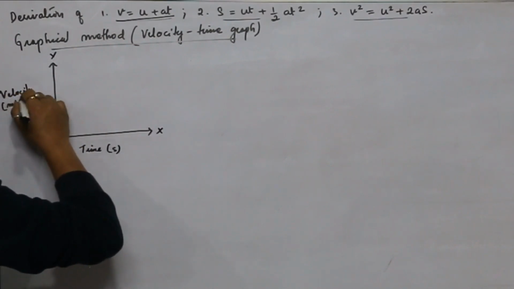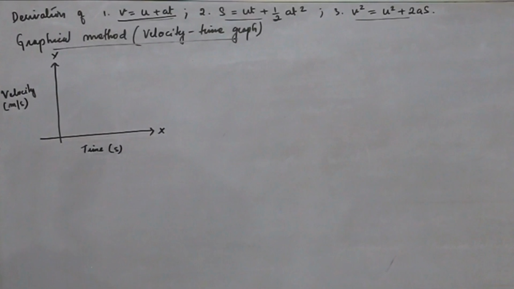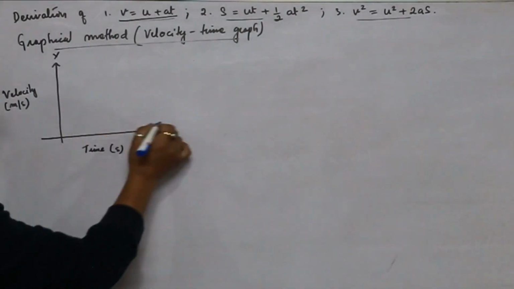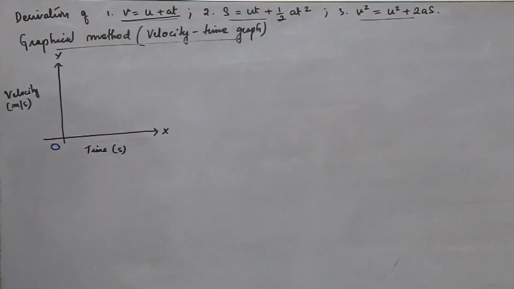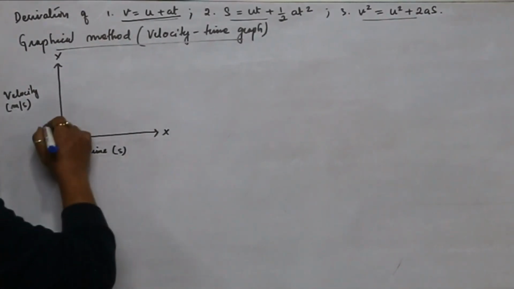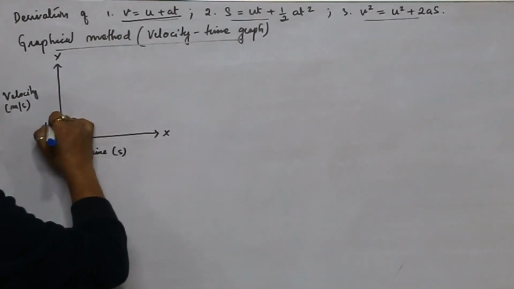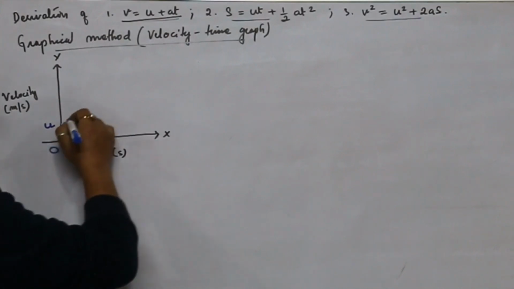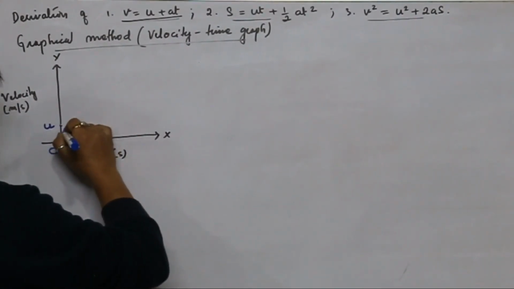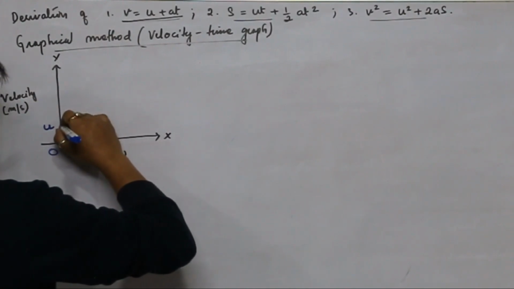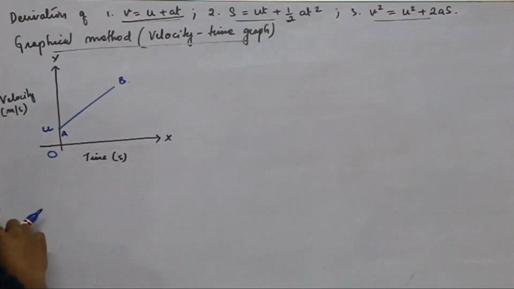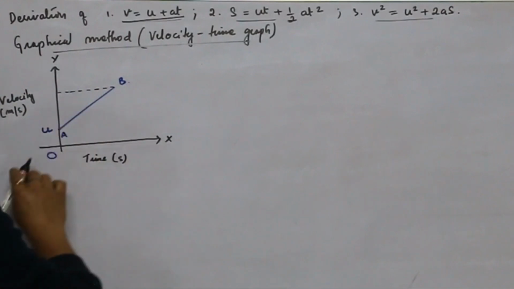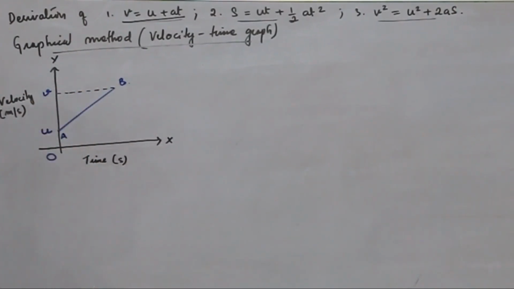in meters per second. Let's consider a body moving with initial velocity u, not starting from rest. The intersection of these two axes we can consider as O, which is the initial position. We are considering a body initially moving with uniform velocity u. Suppose the body is here, it is not moving from rest. From here, take this position as A, the body is moving with uniform acceleration. So B is the final position, and the final velocity of the body will be v.